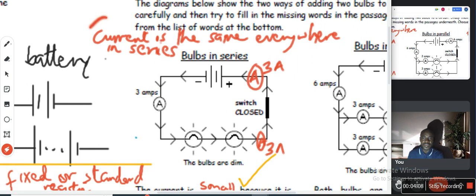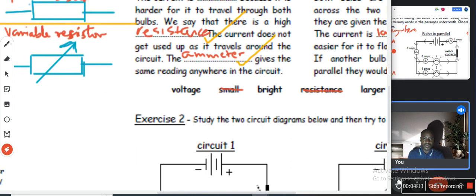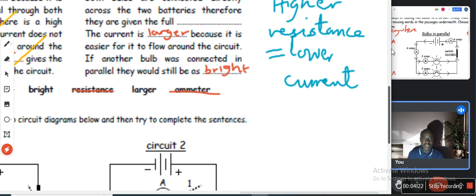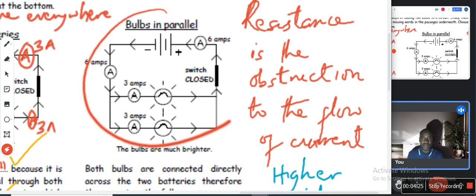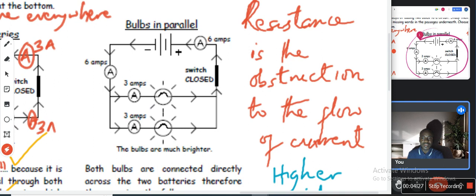So current is the same everywhere in series. It's the same current that flows through. That's what you answered here. It says the ammeter gives the same reading everywhere in the circuit because it's in series. But it is not always like that in another kind of circuit connection we call parallel. Because in parallel, the current gets into a junction and then splits. Some will flow through this path, another will flow through this path. They don't even have to be the same.